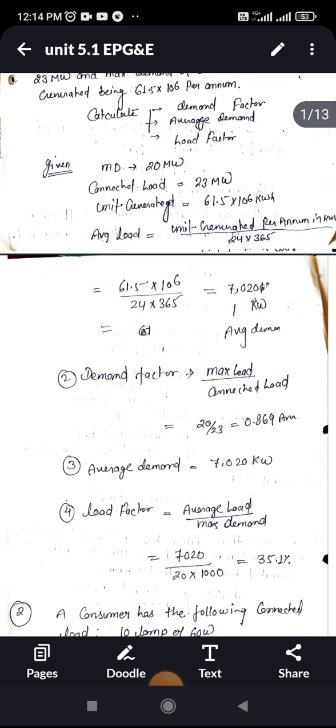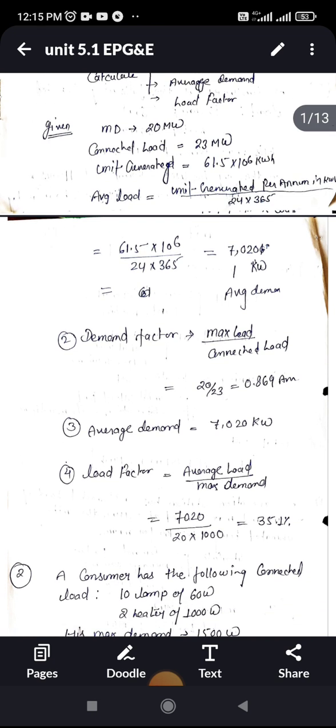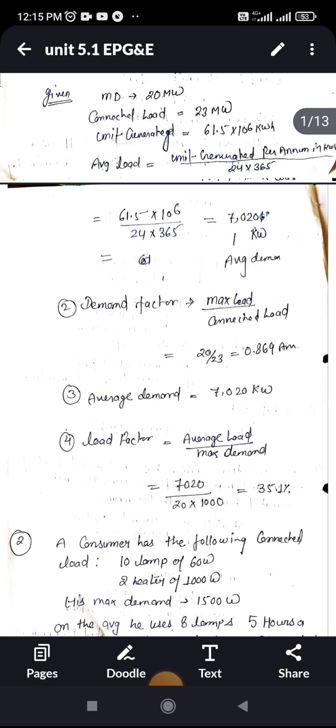Next is the demand factor. As we know, demand factor is maximum demand upon connected load. The maximum demand is 20 and the connected load is approximately 23, so it comes to 0.869. Next is the average demand, that is 7020 kilowatt, and the fourth one is load factor.